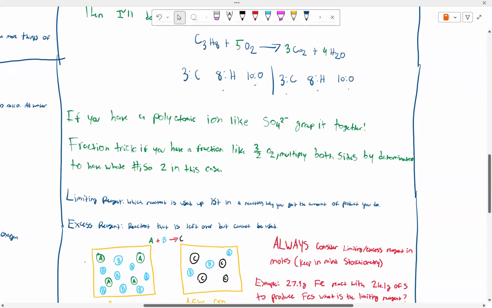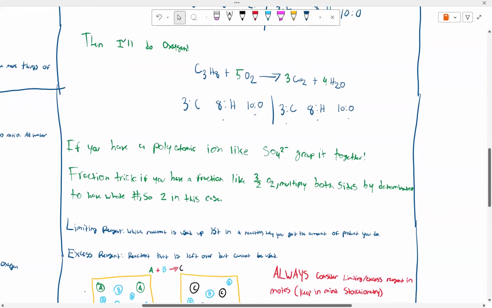Also, a couple other things that are important to keep in mind is that if you have a polyatomic ion, like a sulfate or sulfite or nitrate, nitrite, group it together. Treat it as one subunit. You'll often see a subscript, treat it as the same. So if you were doing my little balancing stick here, it'd be SO4 2 minus on each side. I wouldn't add that oxygen to here. I would keep it independent.